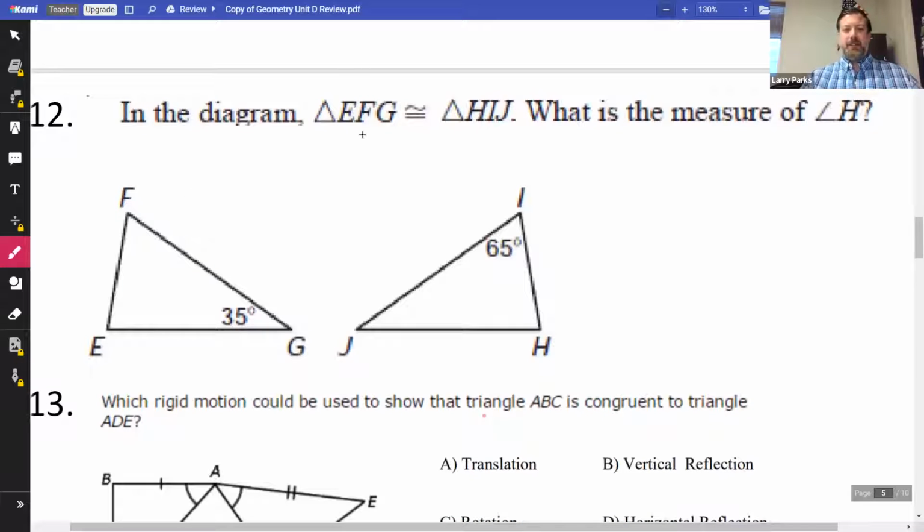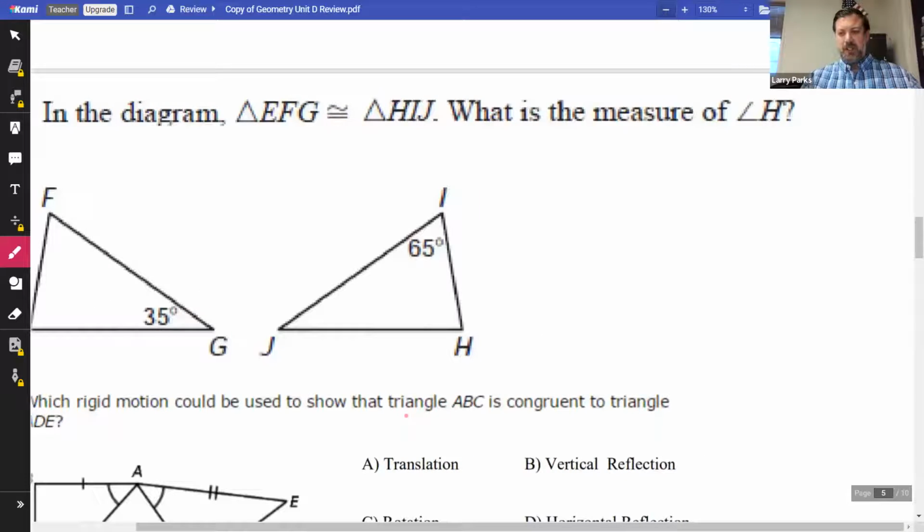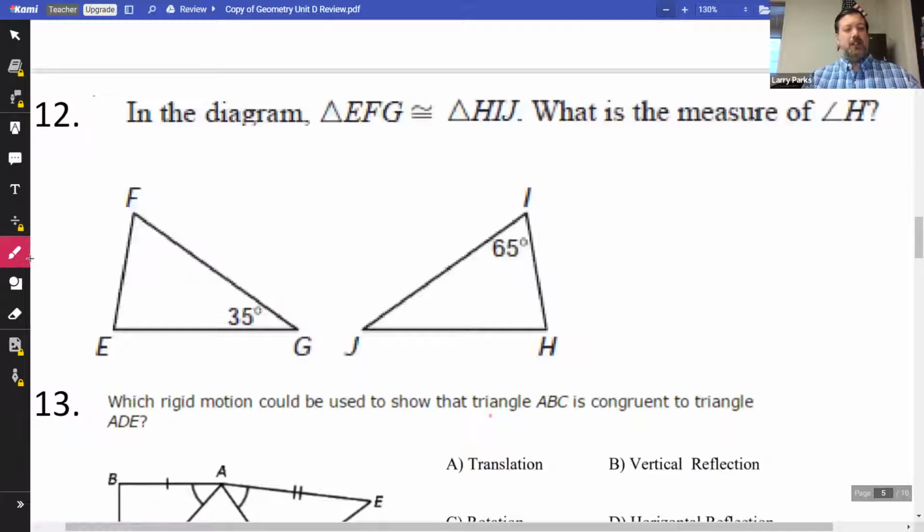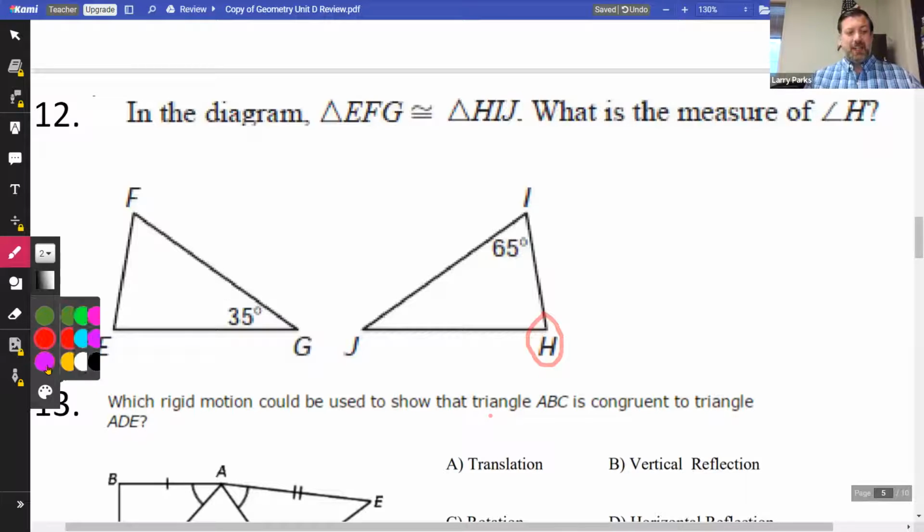In the diagram, they tell us right here that these two triangles are congruent. So what is the measure of angle H? Right now, I can't find it because I only know one piece of information. I would need to know this angle in order to find this angle. But I see this 35 here, and I see that 35 goes with G. And I have my congruency statement that says G, that's the last letter, goes with J.